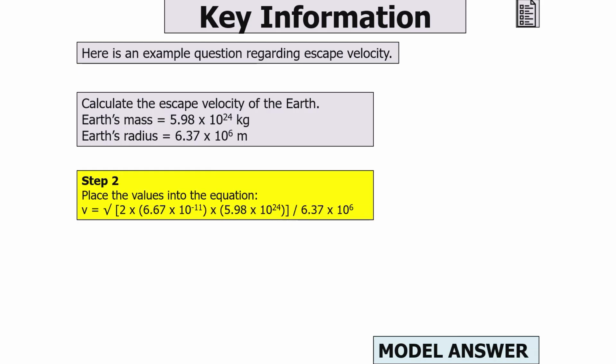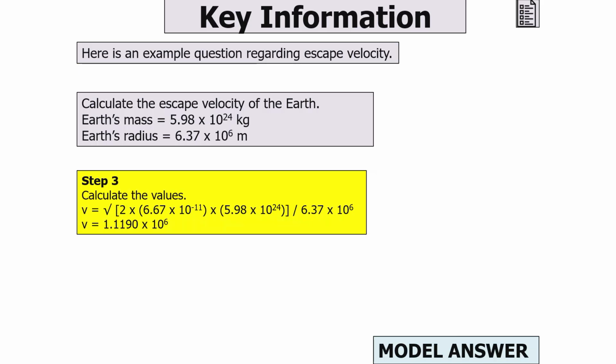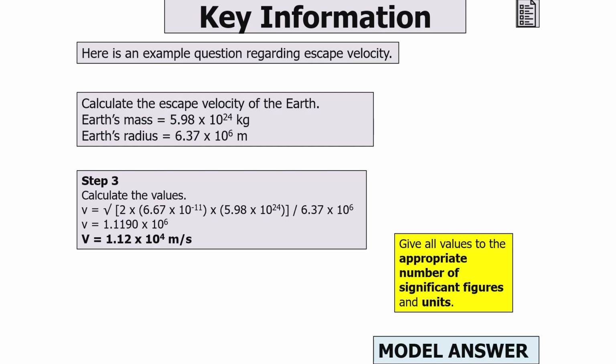So V is equal to the square root of 2 times 6.67 times 10 to the minus 11 times 5.98 times 10 to the 24 over 6.37 times 10 to the 6. We then calculate it to be 1.1190 times 10 to the 6. We therefore give our values to the appropriate number of significant figures, so we get our answer to be 1.12 times 10 to the 4 meters per second.